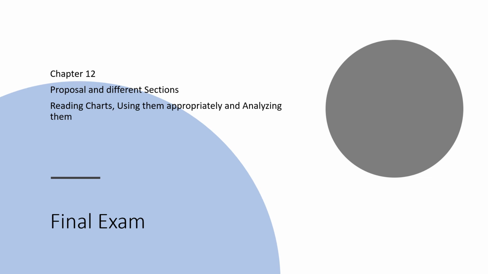Then we also get into tables, reading charts, using them appropriately and analyzing them. Some of the types of charts that I want you guys to be familiar with are table charts, line charts, bar charts, pie charts, and data visualizations. There may also be a map and a heat map on the final exam. I'm still deciding whether or not to include that. I do think you guys already have exposure with infographics, but I don't think I'm going to include that in the final exam.